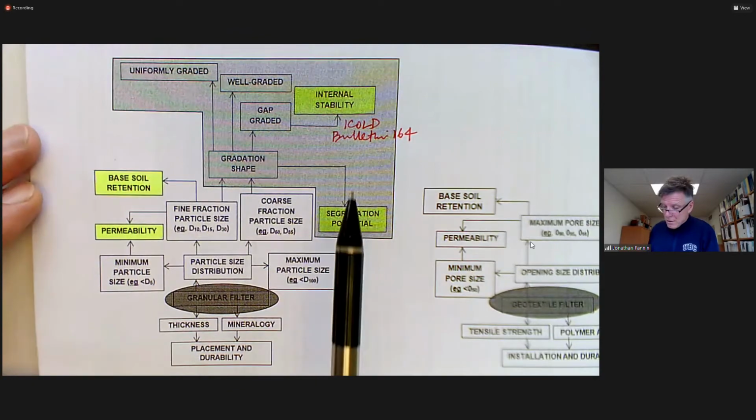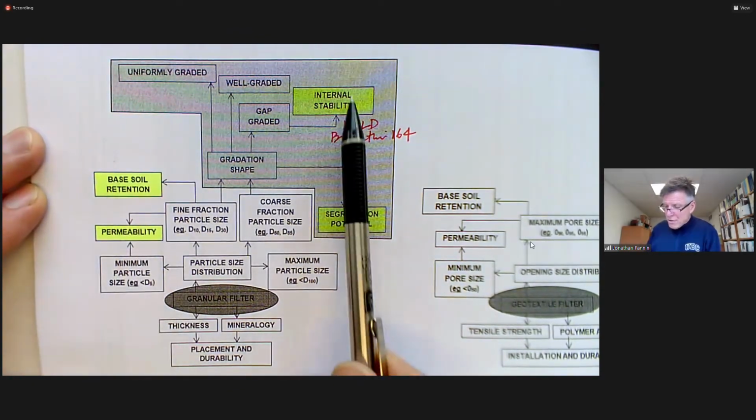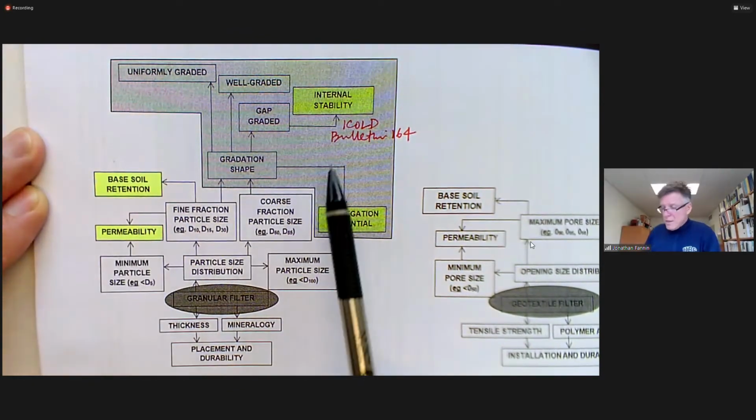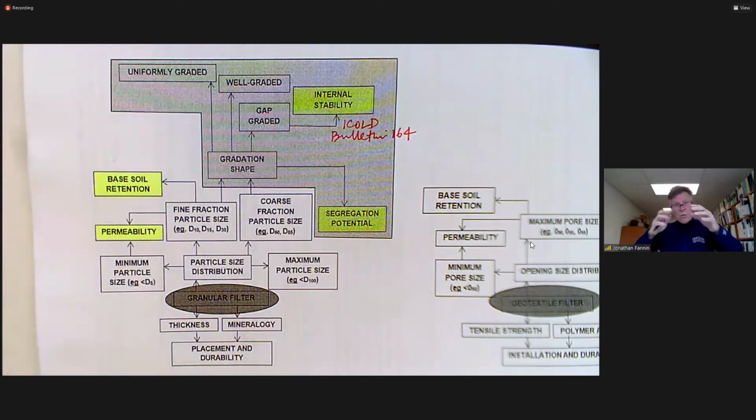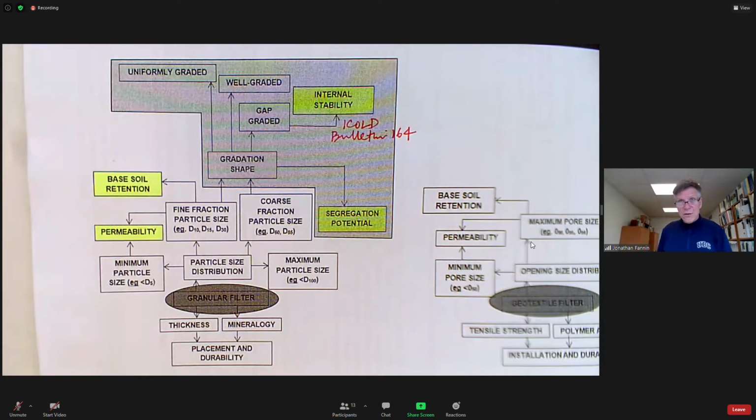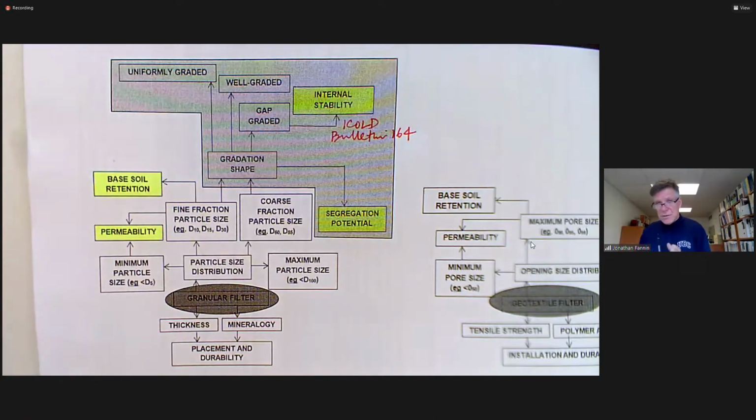susceptible to internal instability. But let's argue the case that these 4 highlighted boxes will map onto control points, 7 in total, that govern the gradation envelope of a granular filter. Okay, and you'll see that in the homework assignment.